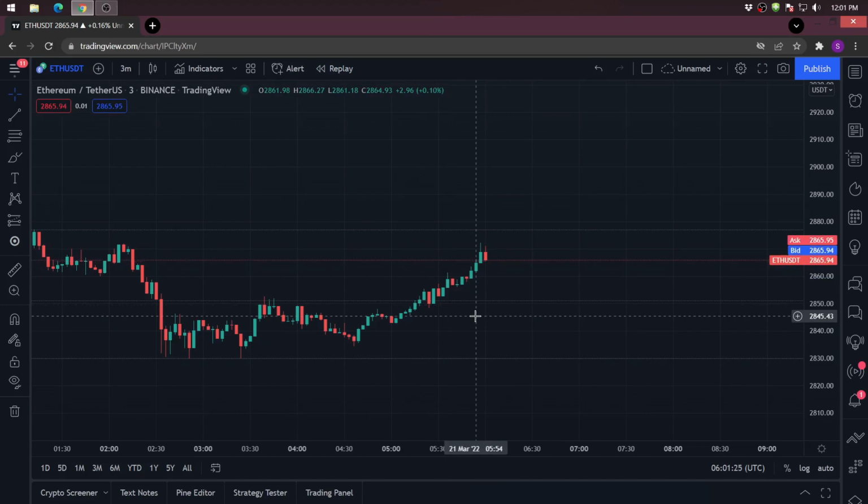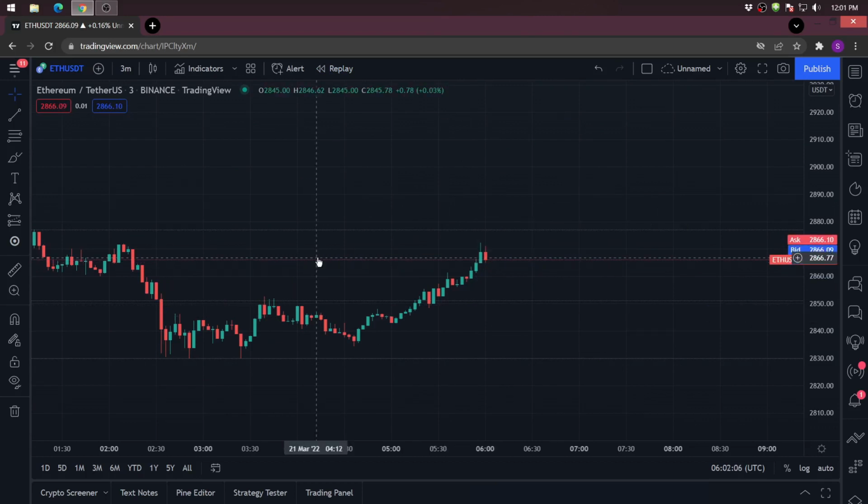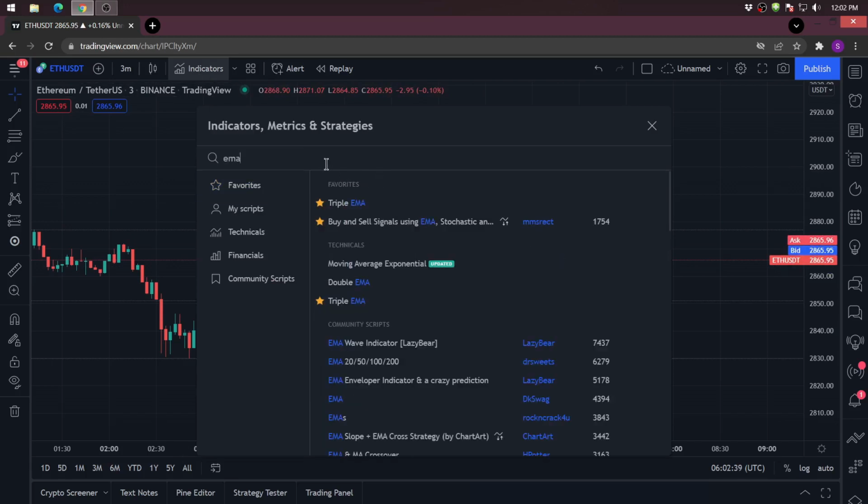So the first scalping strategy uses a 3 minute time frame and a 3 EMA length combination. First I have to add the indicator on my chart, and I will also give all the information of the indicator in the video description. I go to indicators and simply write EMA, and you can see one indicator named moving average exponential. Click here and you can see it's added one time, so I need another 2. So again click, you can see the second, and I need another one. So again click and you can see the third.